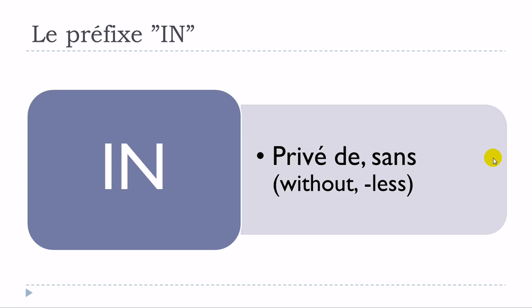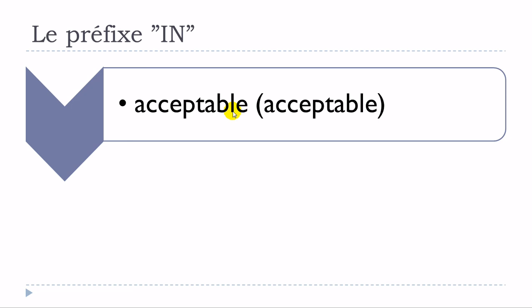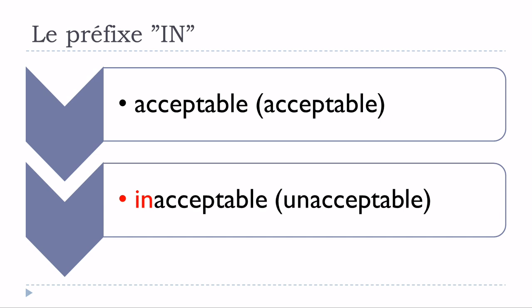And the first one is acceptable. Okay, acceptable. You will have the translation here in English, and it's not that difficult in that case. And if you want to express this privé de or sans, okay, without or less, then you will add this IN as we saw at the beginning of your word, and you get inacceptable. Okay, acceptable, inacceptable.